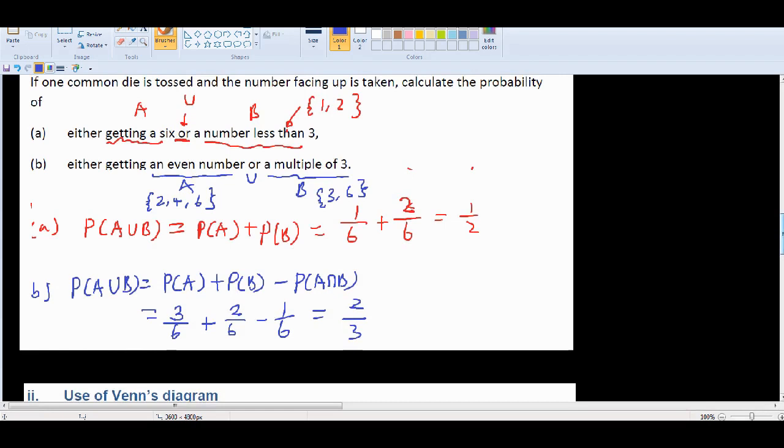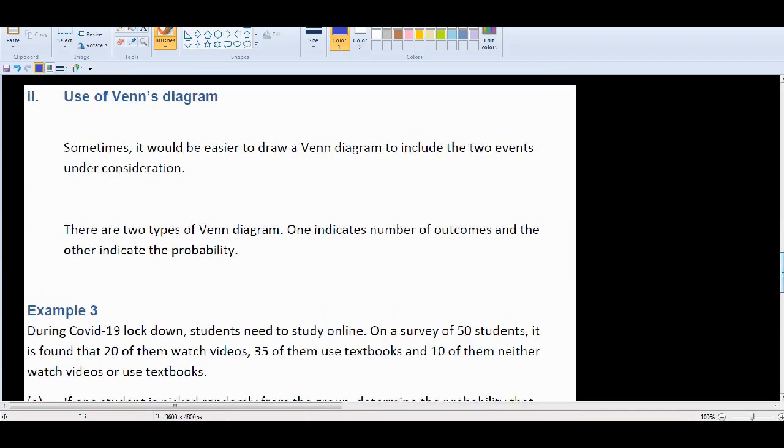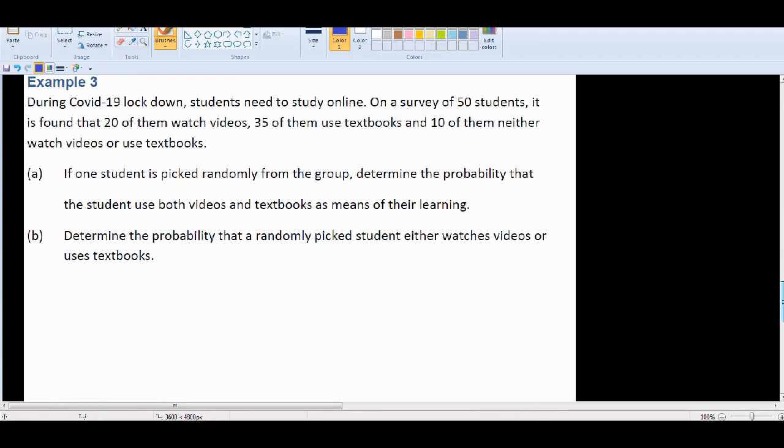Okay, that's it. Sometimes it would be easier to draw a Venn diagram to include the two events under consideration. There are two types of Venn diagram: one indicates the number of outcomes, the other indicates the probability. For the time being, I'm going to use the one indicating the number of outcomes rather than probability, but you might see the other later. Okay, so during the COVID-19 lockdown, students need to study online, so that's what you are doing.